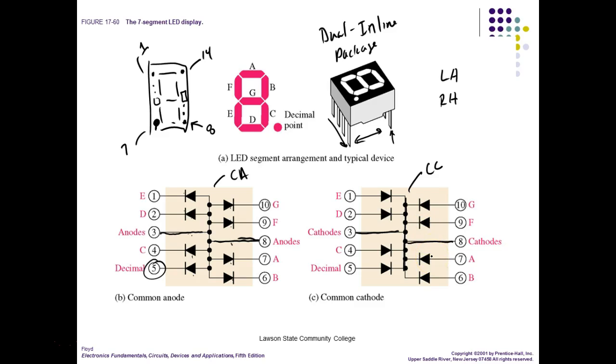Now, old meters could not check LEDs. They didn't put out enough voltage. But most of our new meters will put out, like this guy here, it'll put out 3 volts. So if it puts out up to 3 volts, then I should be able to check an LED with this guy, right?